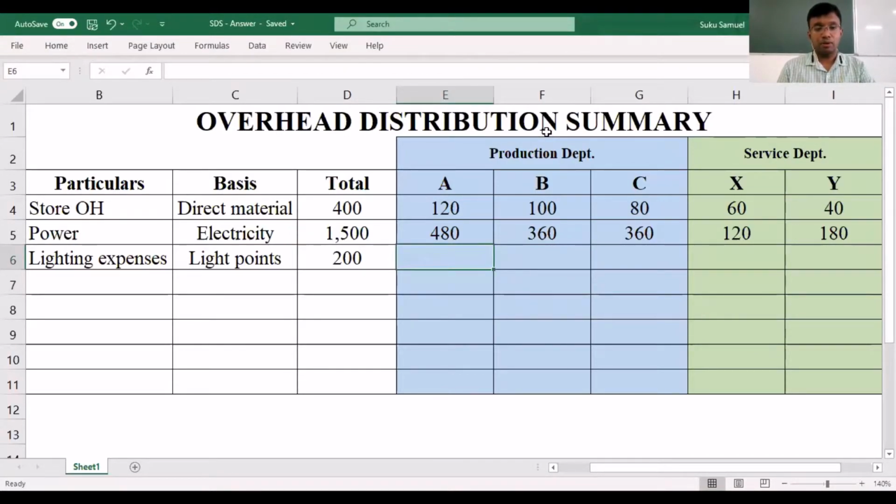So let's sum up all the light points together. That works out to be 50. So here, let's go about reapportioning. 10 divided by 50 into 200 is 40. So how did we get this? 10 divided by 50 into 200.